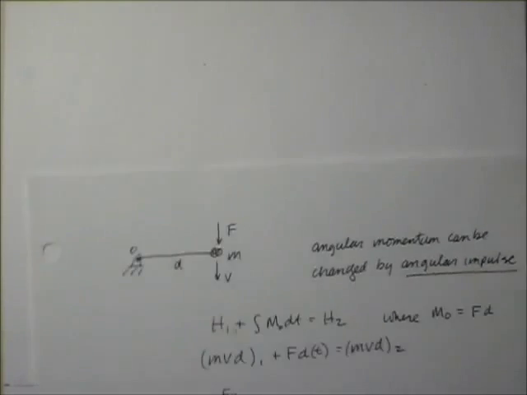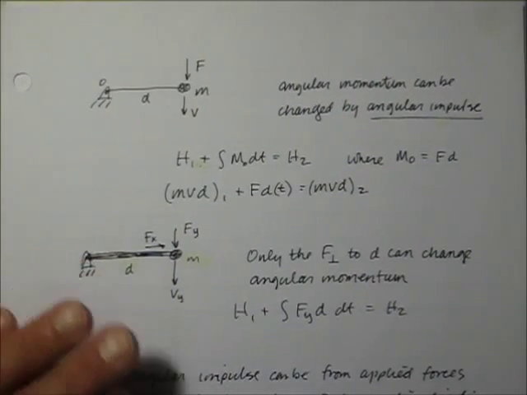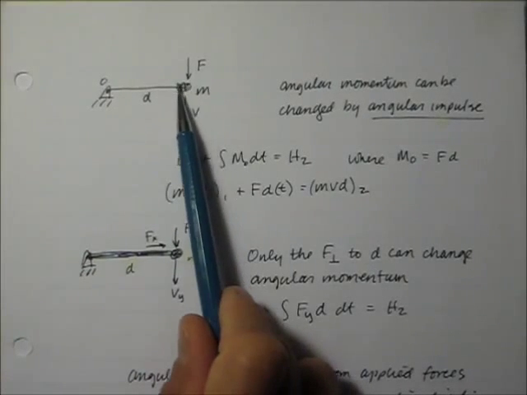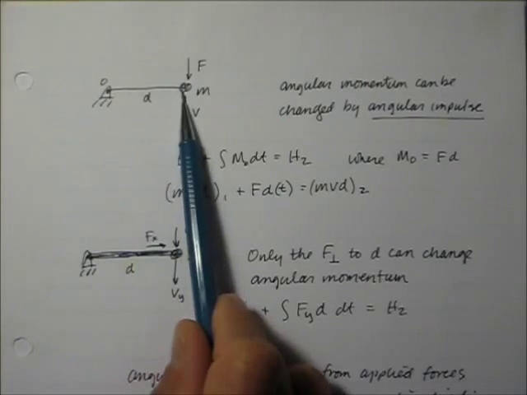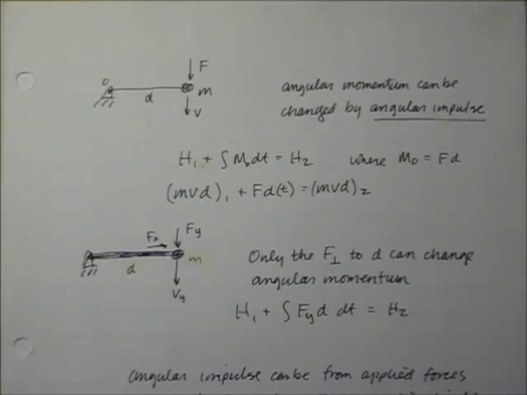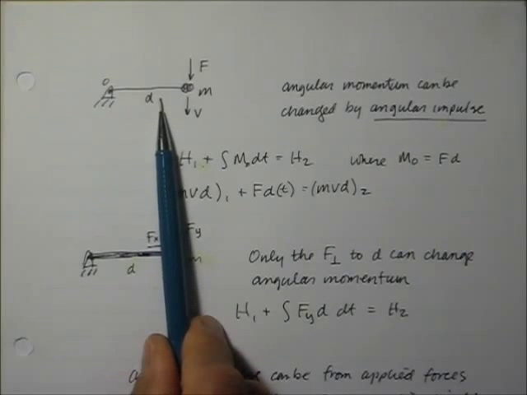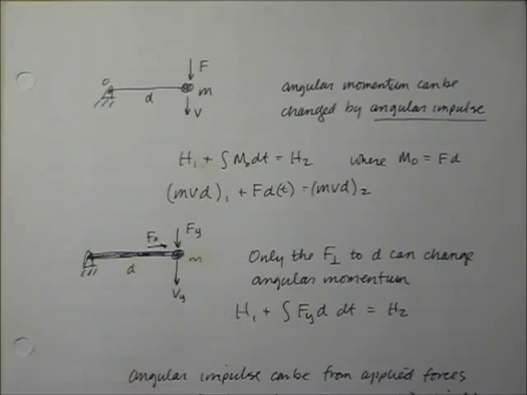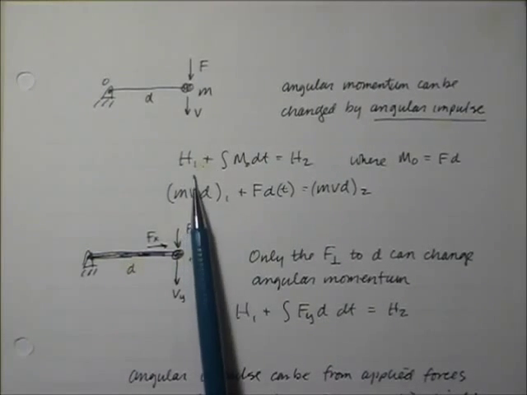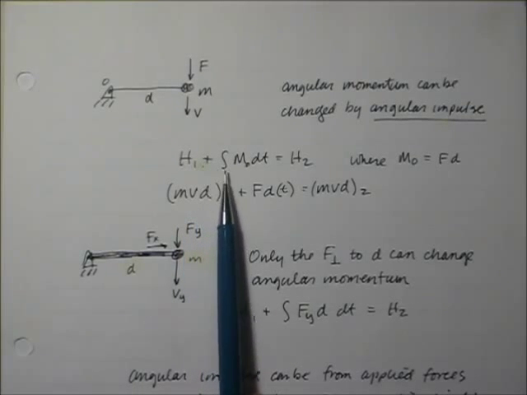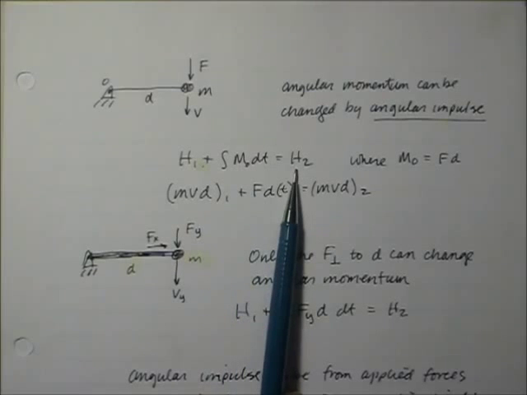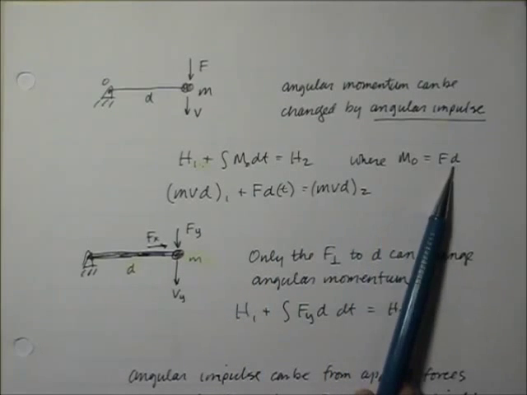All right, so angular momentum can be changed by angular impulse. In this case we have angular momentum, mv times d. If I apply a force through a time and through a distance, I can change that angular momentum, and that's probably easy to see. We're going to call that our momentum equation, such that H1, condition 1, plus the integral of M dt is equal to H2, where M is the force times the distance.